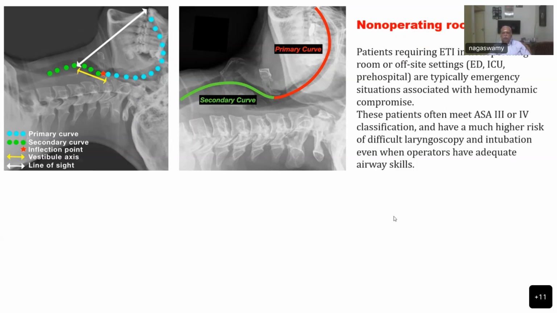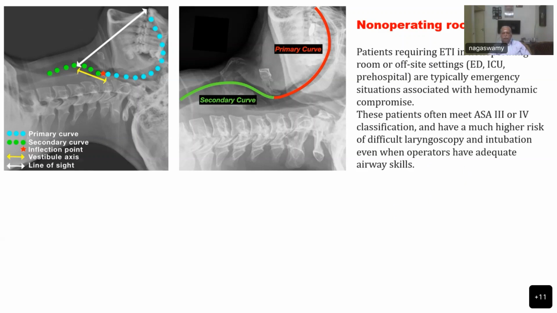These patients often are ASA 3 or 4 category and have a much higher risk of difficult laryngoscopy and intubation even when the operator has adequate airway skills. All of you would have experienced this in an emergency situation, a patient struggling with aspiration or a head injury with a GCS of 7 or 8.